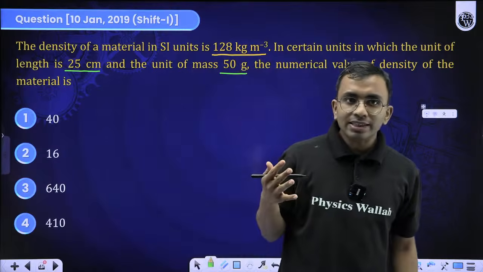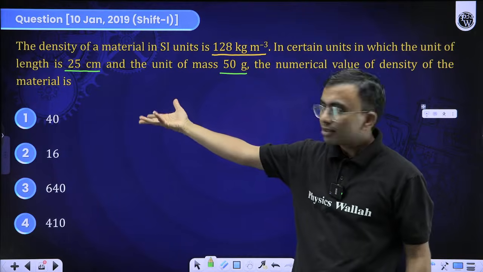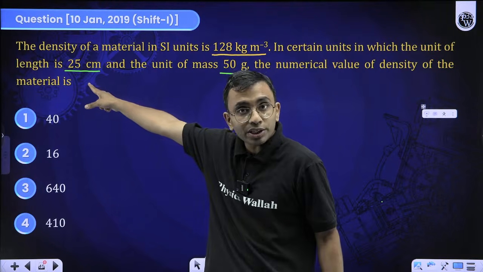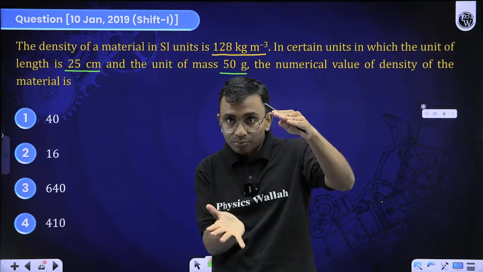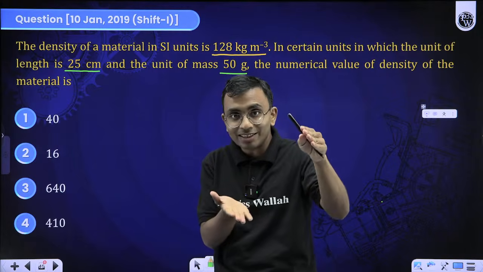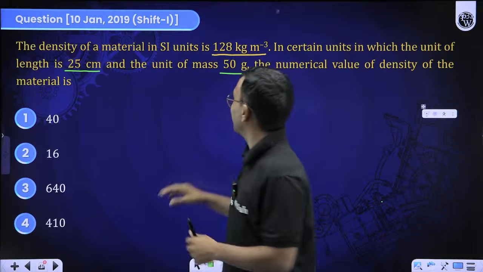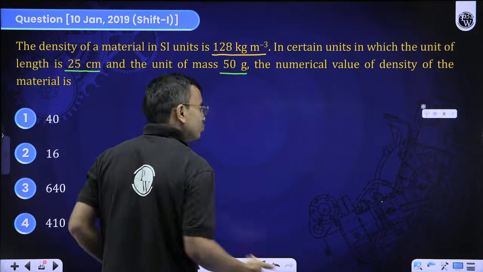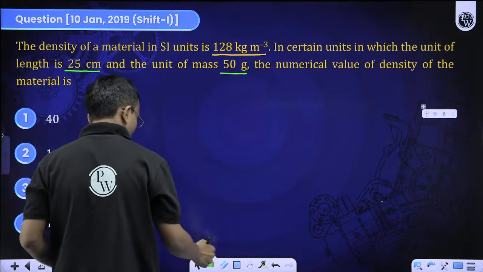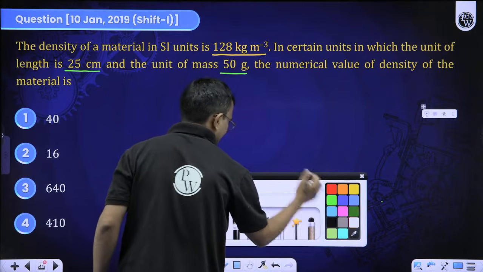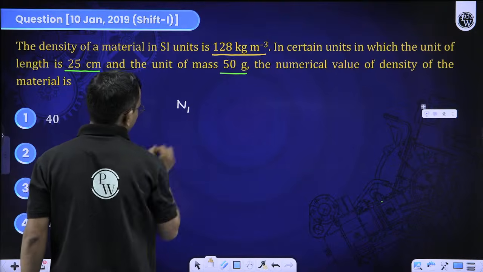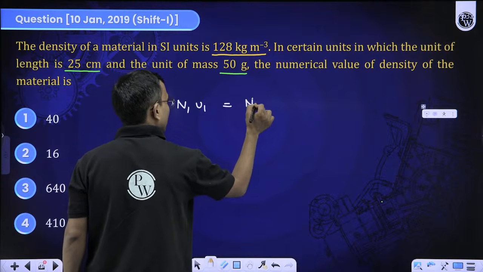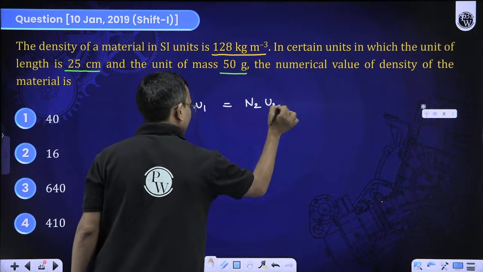Now here what are we changing? Here we are changing the system of unit. I defined some hypothetical system of unit where length unit is 25 centimeter, I am taking as 1 unit of that. 50 gram mass I am taking as 1 unit of mass. In that new system, what will be the numerical value? So write that. I will say numerical value in the first system of unit into the first system of unit is equal to numerical value in the second system of unit into second system of unit.